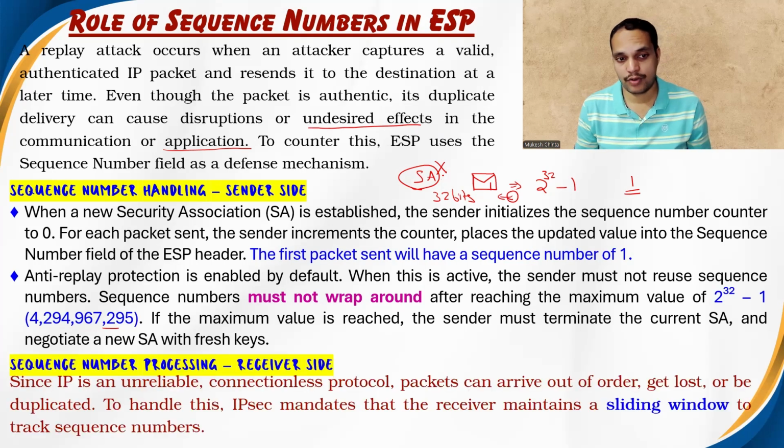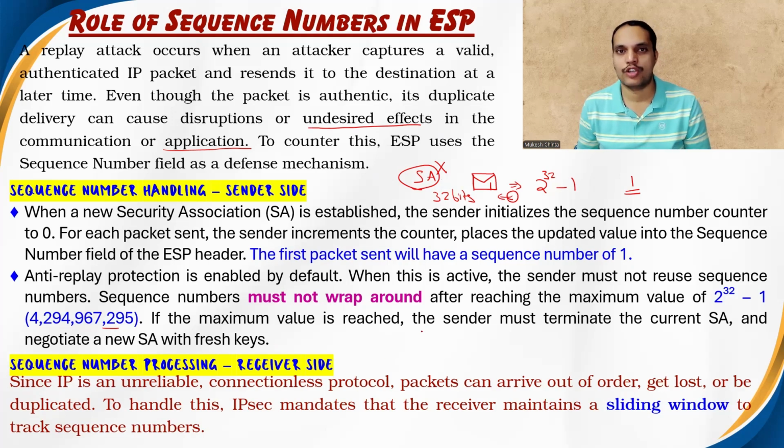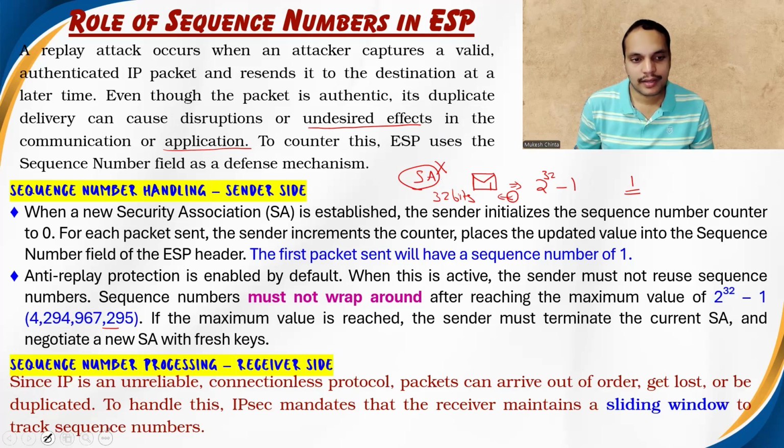Now, what does the receiver do? At the receiver side, because IP is unreliable, we all know it's a connectionless protocol, the packets can arrive out of order, get lost, or be duplicated. To handle this, IPSec mandates that the receiver maintains a sliding window to track the sequence numbers. Sir, how does it do that?